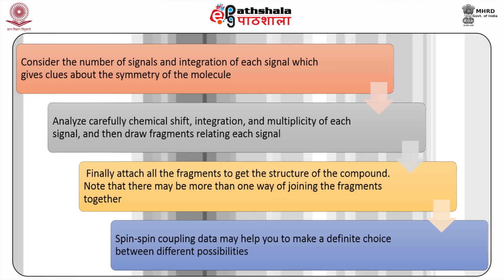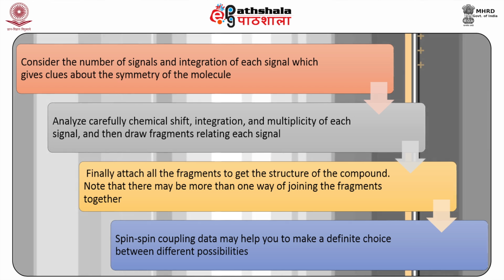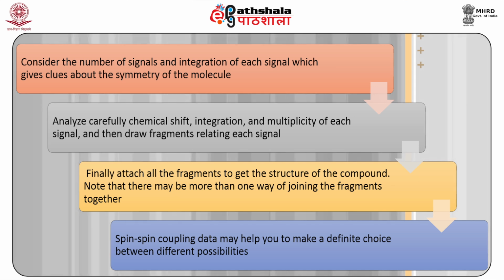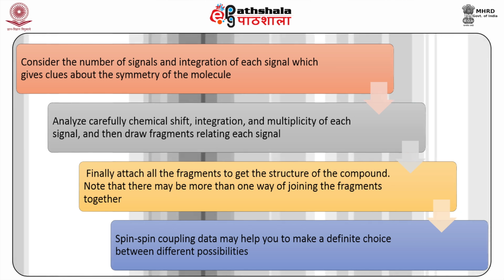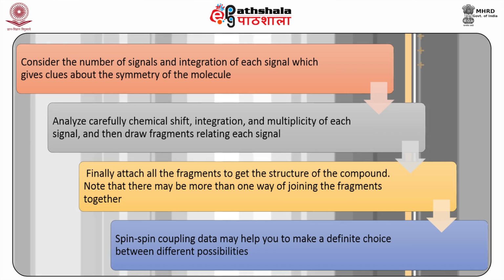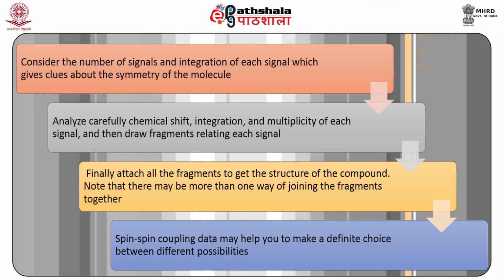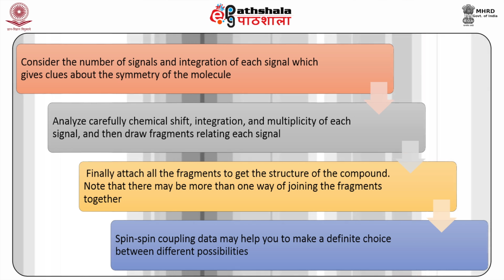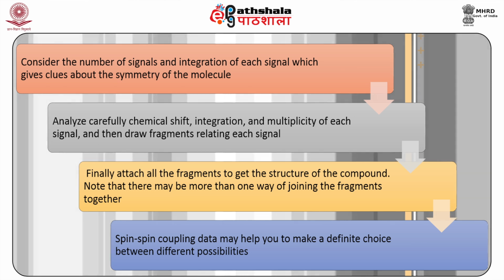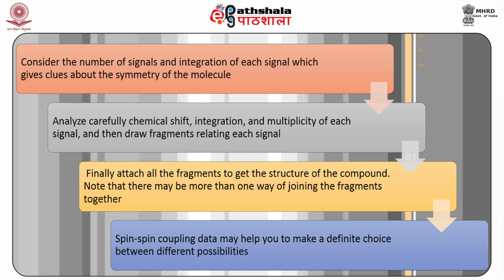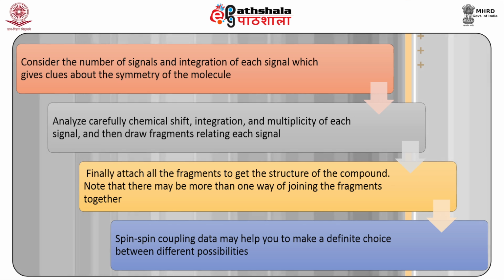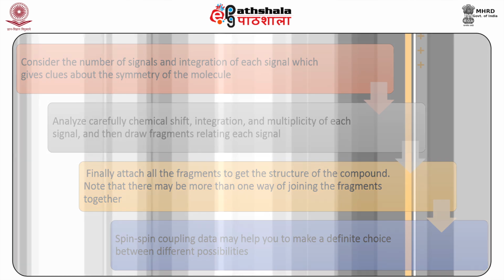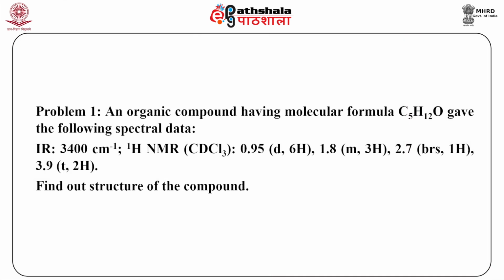The third rule is to analyze carefully the chemical shift, integration value and multiplicity of each signal, and then draw fragments relating to each signal. The fourth rule is that finally, attach all the fragments to get the structure of the compound. Note that there may be more than one way of joining the fragments together. Spin-spin splitting data may help you to make a definite choice between two or more different possibilities that you might be having. Let us begin with problem number 1.